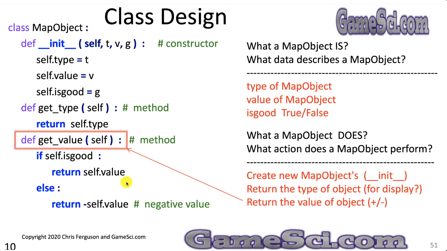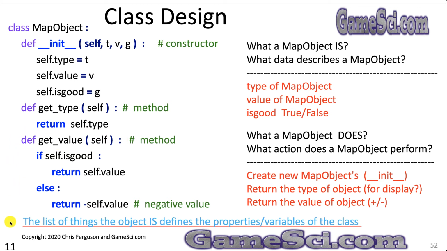So if value is 10 and it's a good thing, we'll return a 10. But if the value is 10 and it's a bad thing sitting on the map, we'll return -10. The reason for making this negative is so I don't have to have two sets of code outside of the class. If it's a bad thing that I picked up and I add the negative of value, it'll subtract from my strength or health.